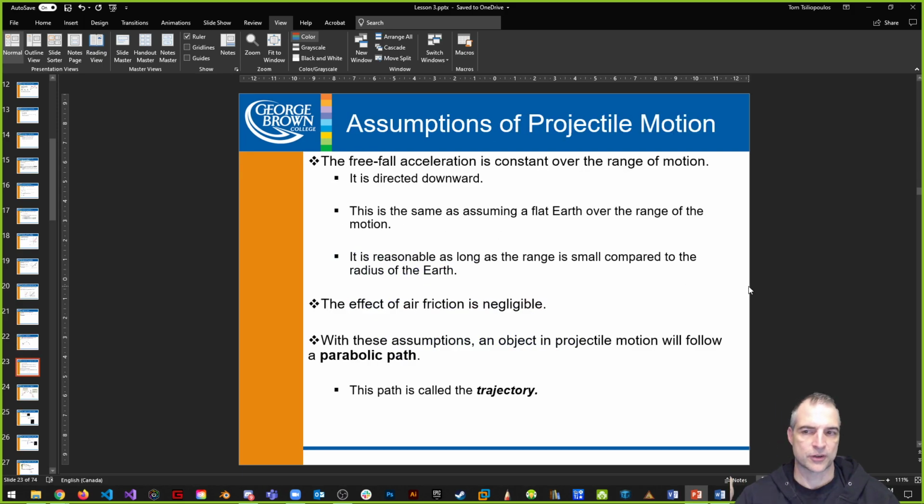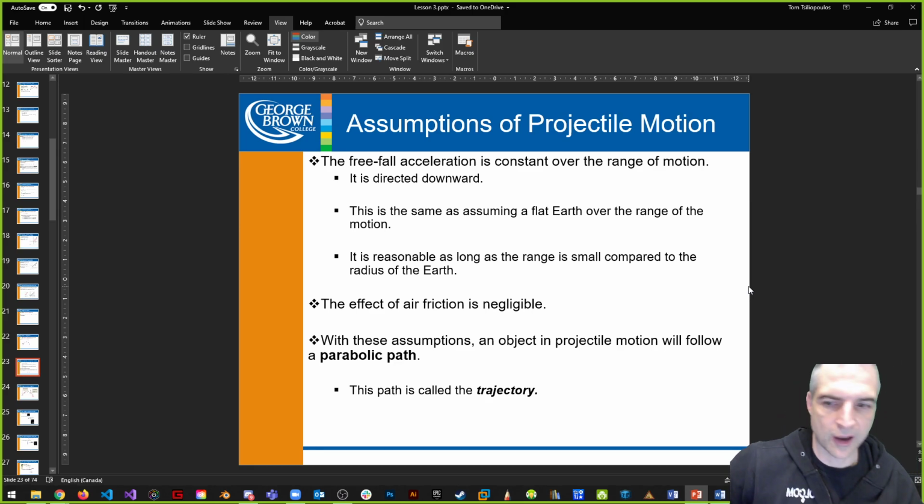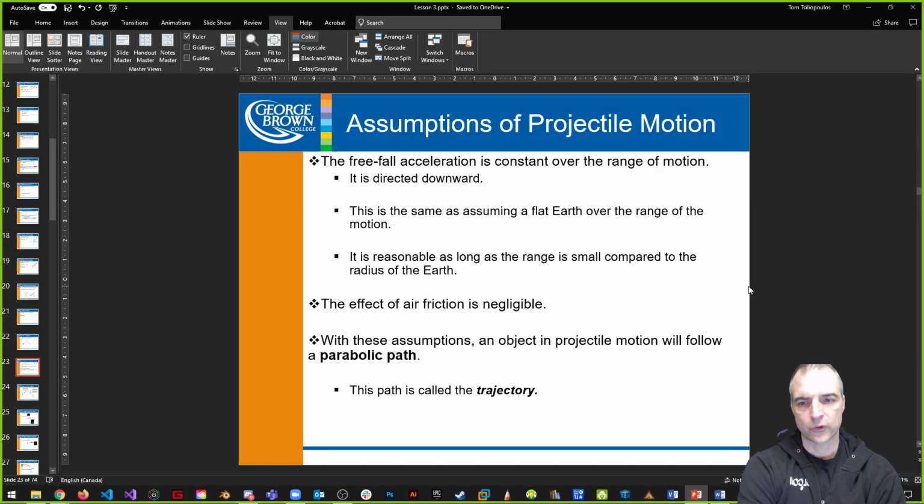Let's make some assumptions. The free fall acceleration is constant over the range of motion, and it's directed downward. So this is the assumption we're making. And this is assuming that there's flat Earth over the range of the motion. So we're not going to add peaks and valleys in there to change where the object is going to land. It's also reasonable as long as the range is small compared to the radius of the Earth.